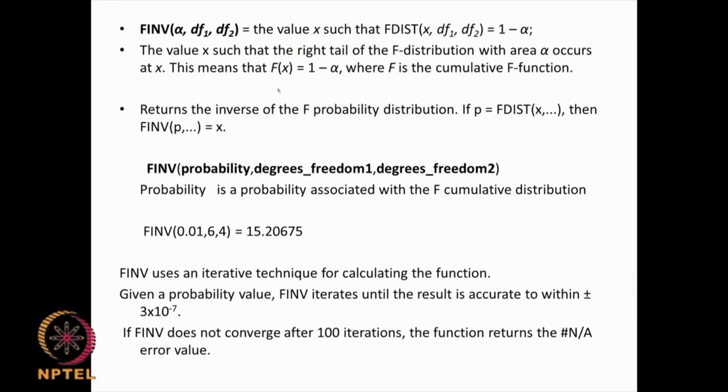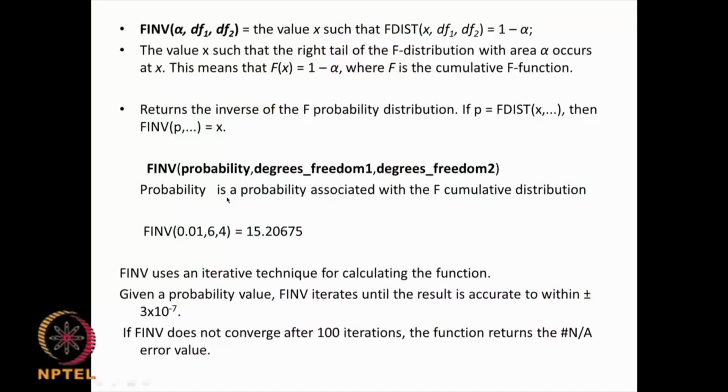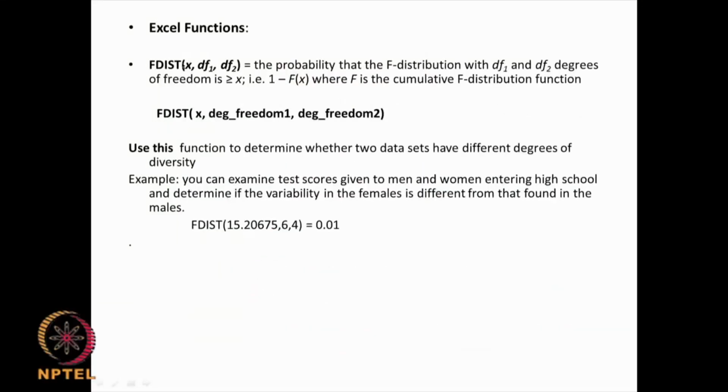So, f dist gives you the probability. If the probability you calculate is less than 0.05, we can reject the null hypothesis. So, we use f dist, and it will calculate the area under the curve.